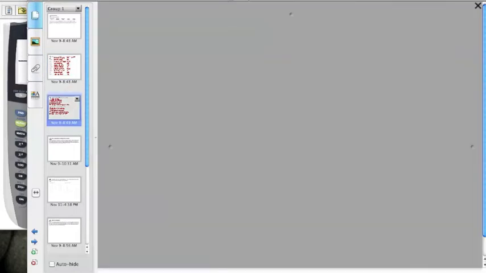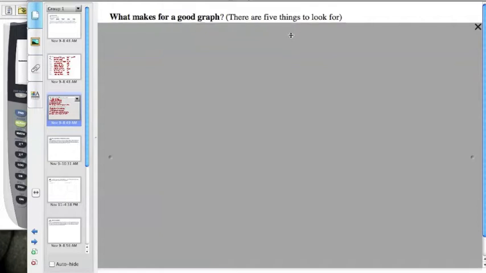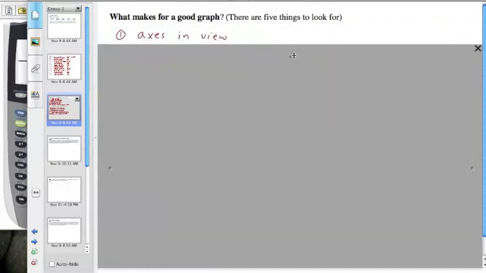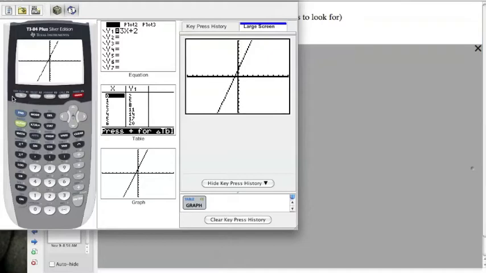Let's talk about what makes a good graph. The first thing you want to make sure of is that you have the axes in view. Okay, so for instance, if I go to this graph, I can clearly see that I have both my x and my y axis. You want to be able to see your x and y axis.